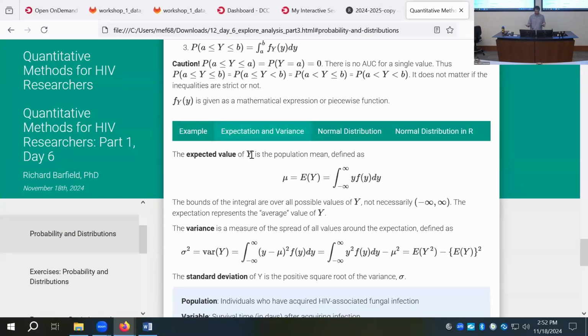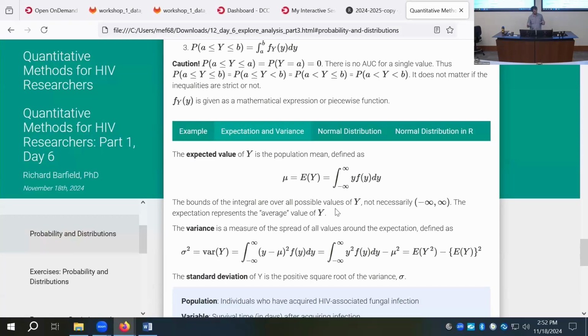So the expected value of y, kind of the population mean, is defined as you integrate over that function from negative infinity to infinity, but now you have y times the probability density function. Very similar to what we observed for the probability mass function, where it was y times that value, but summing. Now we're integrating. And so this is over all possible values.